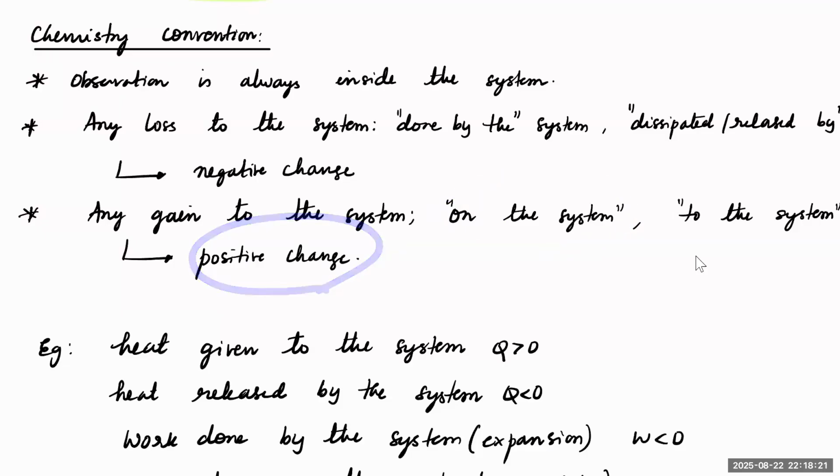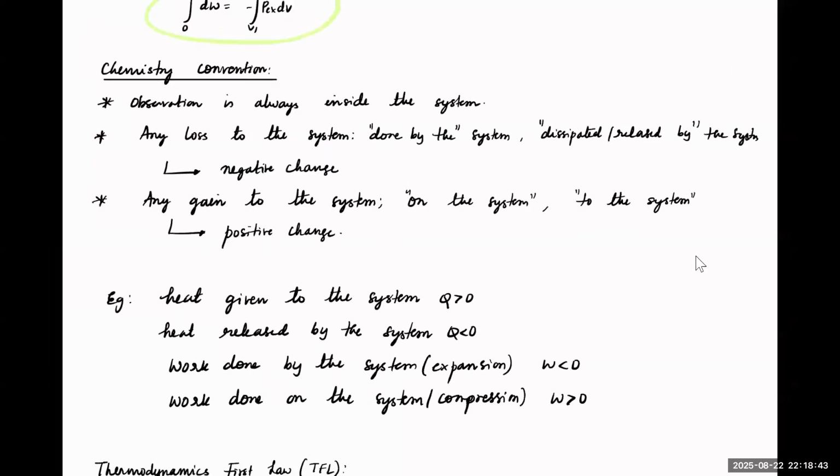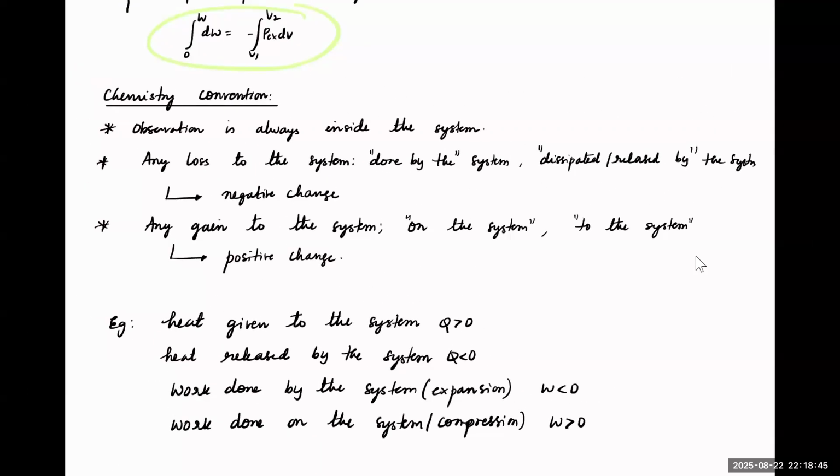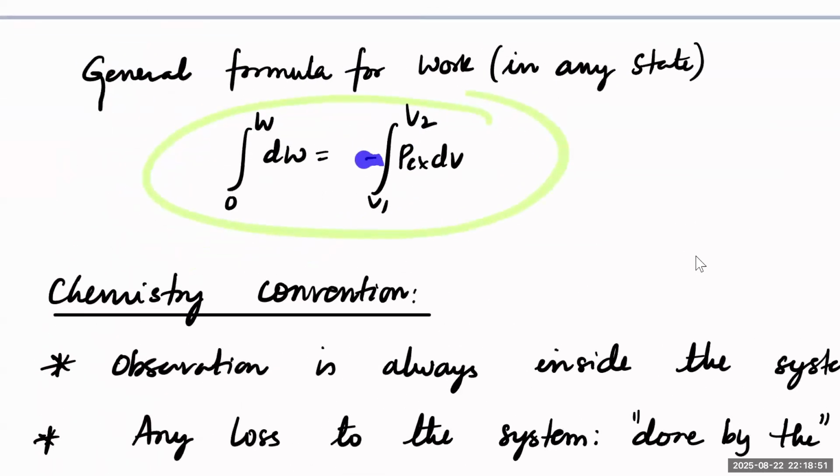So you can see, if heat is given to the system, heat is positive. If it is released out of the system, it is negative. And for work done by the system, in that case, expansion is happening, then work is negative. If work done is on the system, then work is positive. So W is greater than 0. This is a typical convention that you always need to follow, and that's the reason why this minus was introduced.